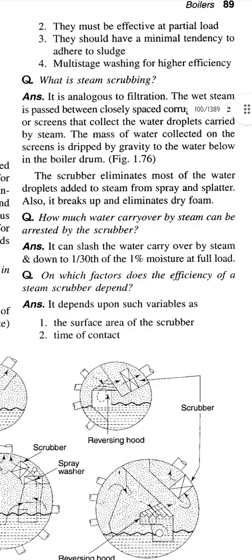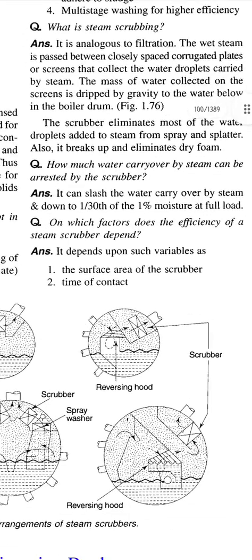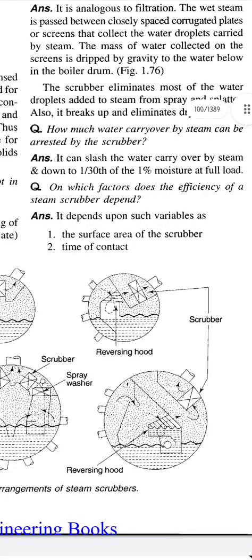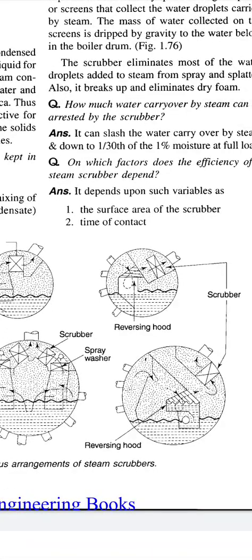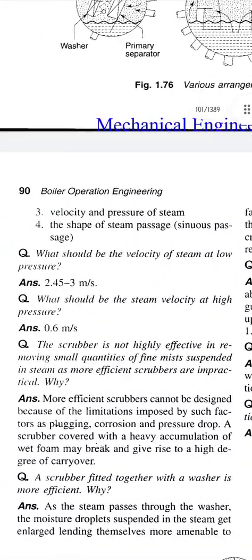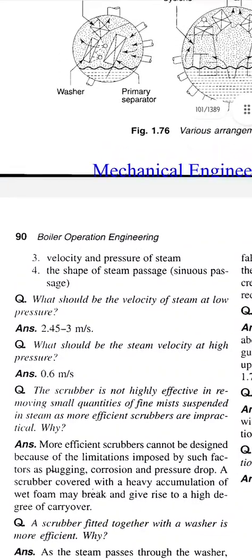Also, it breaks up and eliminates dry foam. Question, how much water carryover by steam can be arrested by the scrubber? Answer, it can slash the water carryover by steam down to 1/13th of 1% of moisture at full load. Next question, on which factors does the efficiency of a steam scrubber depend? It depends upon such variables as the surface area of scrubber, time of contact, velocity and pressure of steam, the shape of steam passage, sinuous passage.